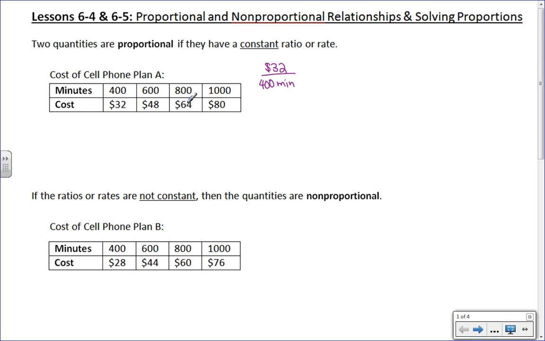And in order to compare these, just like we did at the start of chapter 6, in order to compare two things that have different numbers, in order to compare the two rates, we're going to need to have a unit rate. So we'll want to go ahead and simplify these so that they have a denominator of 1. So we'll divide both of these by 400. And this will come out to 0.08 over 1 minute, or 8 cents per minute.